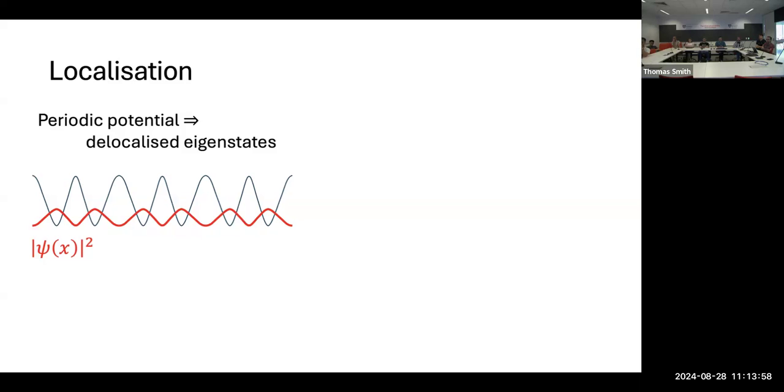So if you have a periodic potential, then you have these delocalized eigenstates, these things which are spread out. And correspondingly, if you sit a particle in this kind of potential here, then most of the time, except in fine-tuned cases, it will spread out across the entire system.